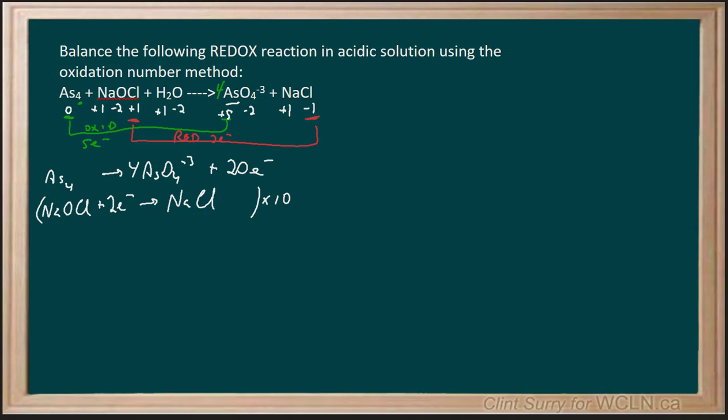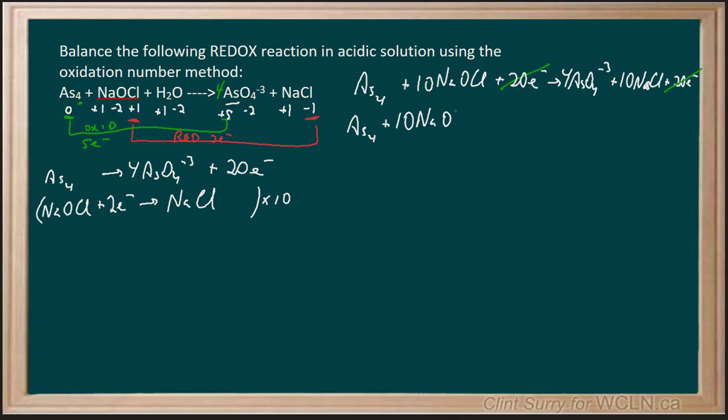So I'm going to get As4 plus 10 NaOCl plus 20 electrons going to form 4 AsO4 3- plus 10 NaCl plus 20 electrons. Now I can cancel out the electrons because they're now balanced and we don't need to have them on both sides. So I now have As4 plus 10 NaOCl going to form 4 AsO4 3- plus 10 NaCl.